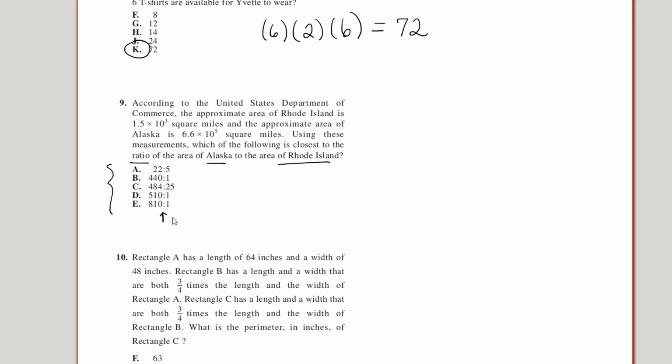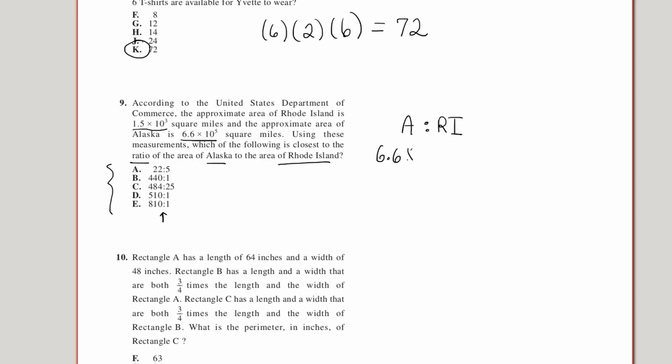So we're setting up this ratio, and if you'll notice from your answer choices, we're going to be making use of the colon to define this ratio, and we're doing the area of Alaska to the area of Rhode Island. That's important, the order that we're setting up the ratio. And they give us these values in scientific notation, but the reason I say that order is important is because notice they gave us Rhode Island first up here and then Alaska. So we want to make sure we match those up appropriately.